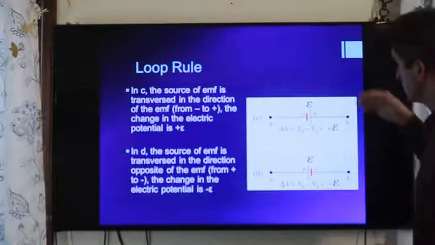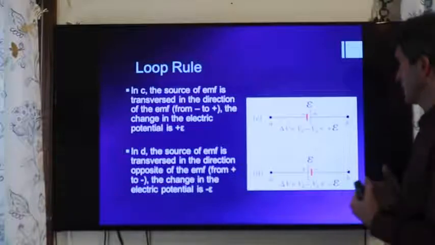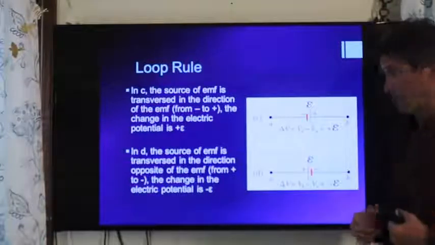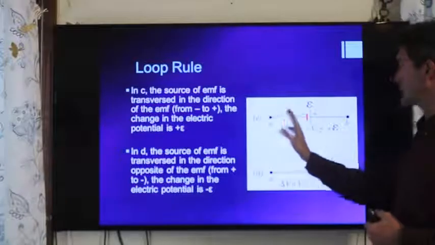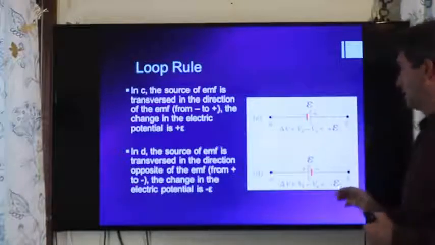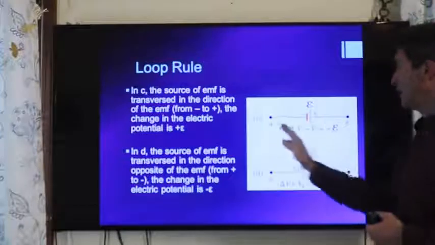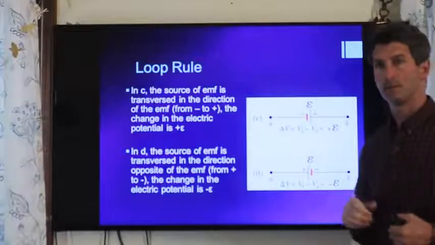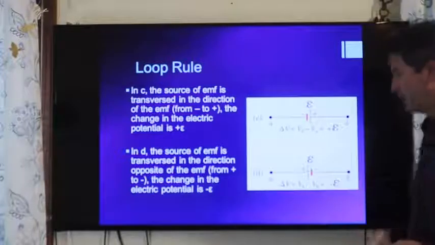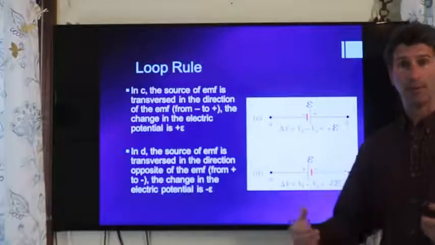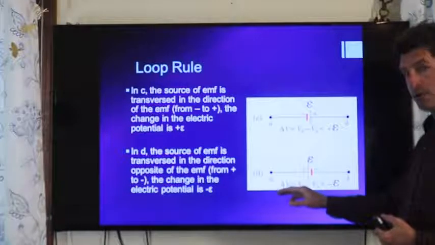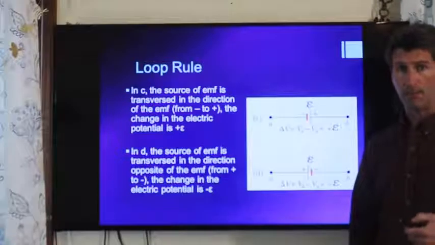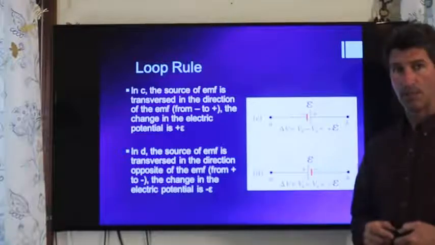All right, so looking at EMFs, sometimes you'll have multiple EMF sources. Again, look at what the voltage is doing. If you're going from the negative terminal to the positive terminal of the EMF, as you go from A to B, then we're increasing in voltage. Negative to positive is an increase. If we go from positive to negative, then we're dropping in voltage. That means delta V, the change in voltage, is going down. So therefore, we have a negative EMF there. Keep that in mind when you're analyzing things.